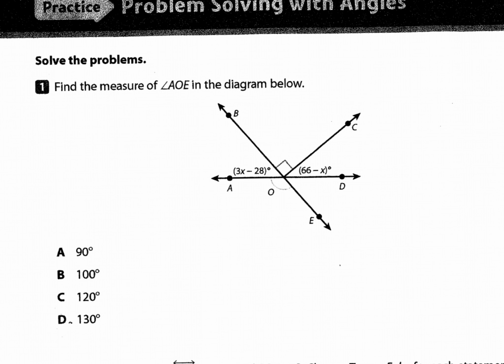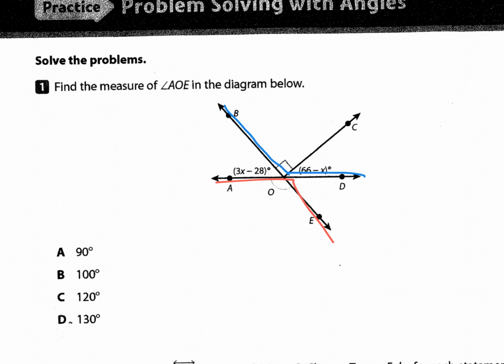Okay, to start off with, it's asking you about angle AOE. And so angle AOE is that angle there. And that's going to be the vertical angle to BOD. So we need to find what X is.